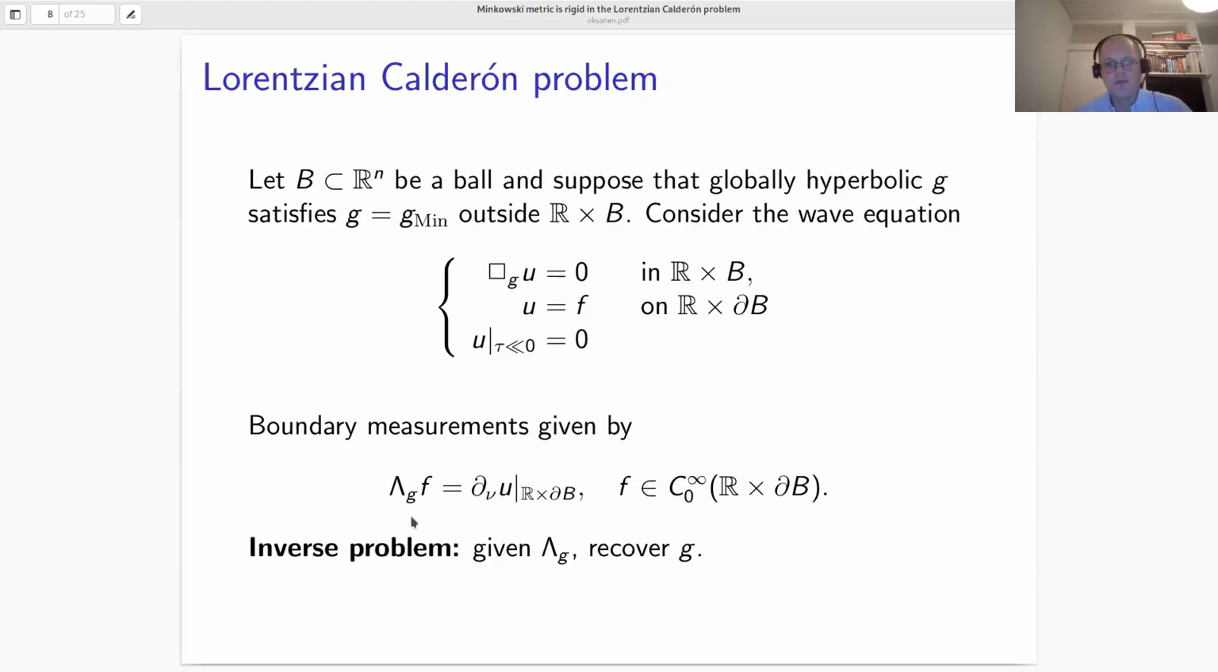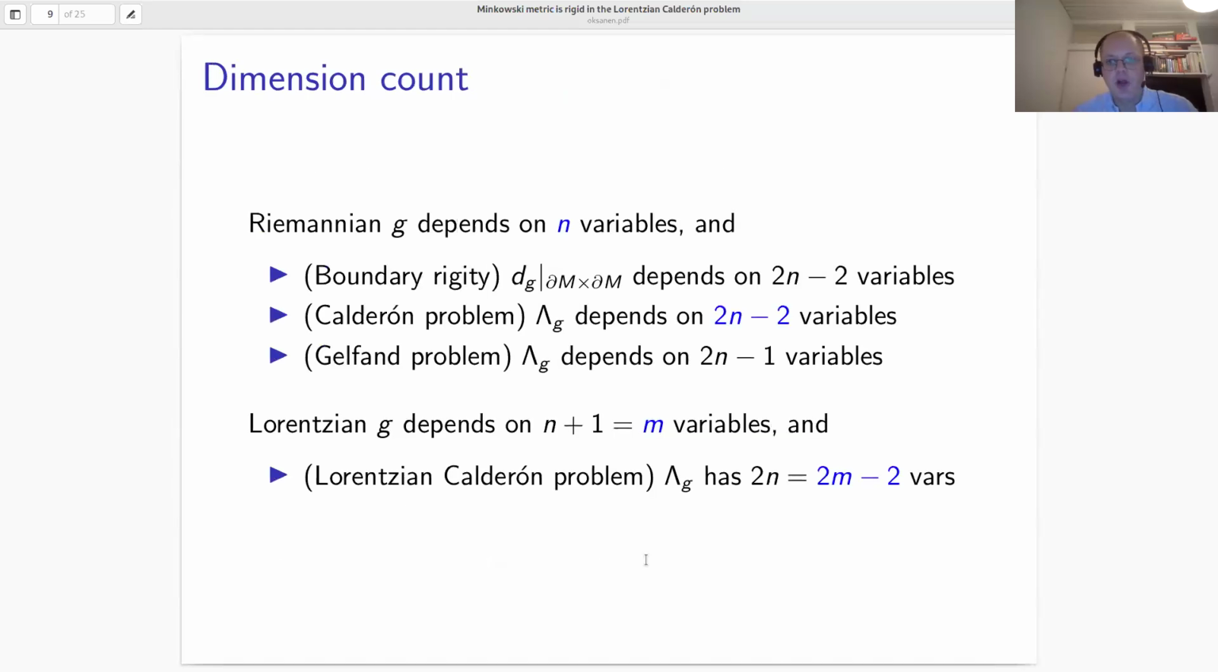And then I can define again the Dirichlet-Neumann map, so that it again takes the lateral boundary value to the normal derivative. And now the Lorentzian Calderón problem simply reads: given the Dirichlet-Neumann map, recover the metric tensor, as we would expect. Okay. So now for this problem, we do have the right dimensions. So this is again supporting the fact that this classical Calderón problem and Lorentzian Calderón problem should be viewed as analogs of each other.